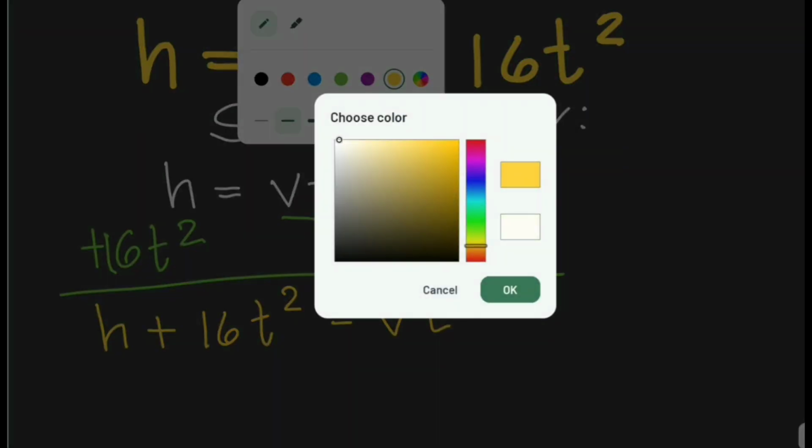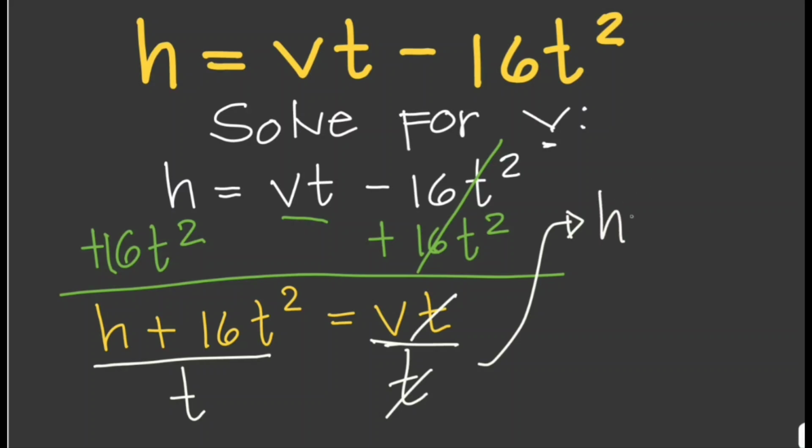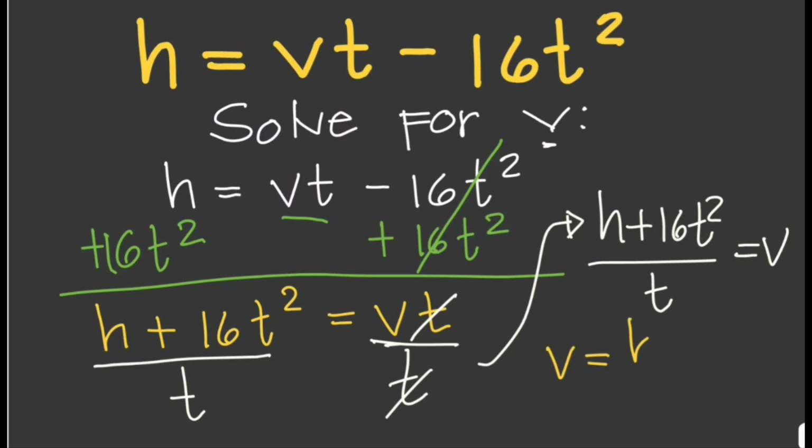Now we're only interested in the variable v. Now to solve for v, so that there's only one variable on one side, which is v, we divide both sides by t, to get rid of the t here. And then we will have h plus 16t squared over t equals v. Or simply, v is just equal to h plus 16t squared over t.